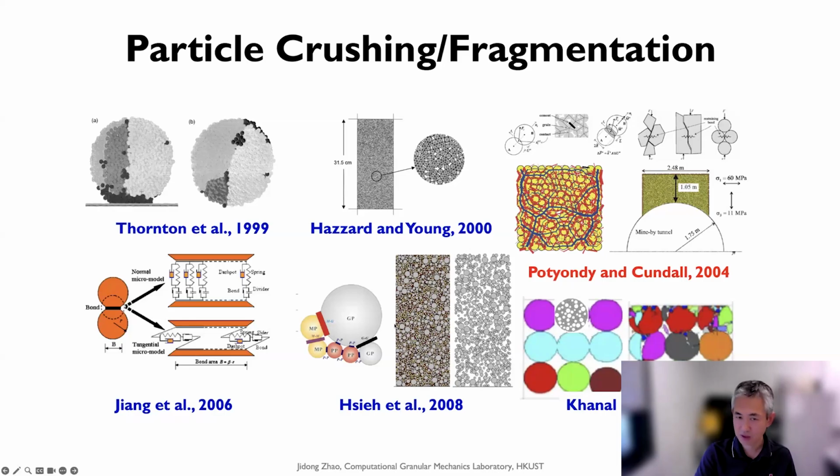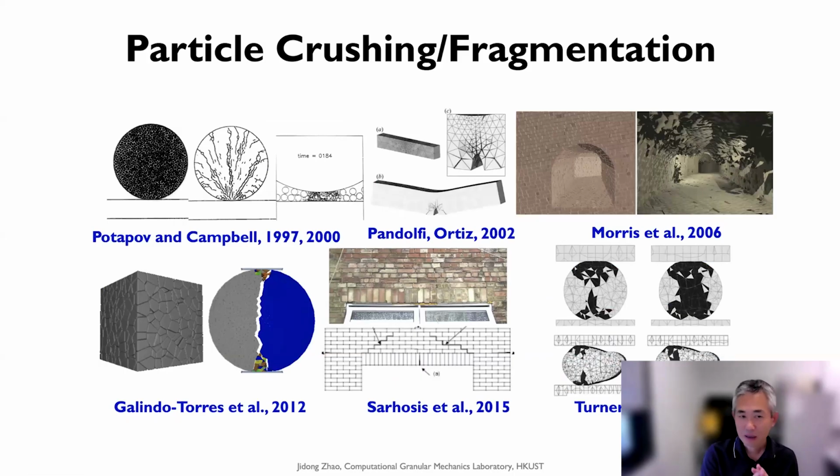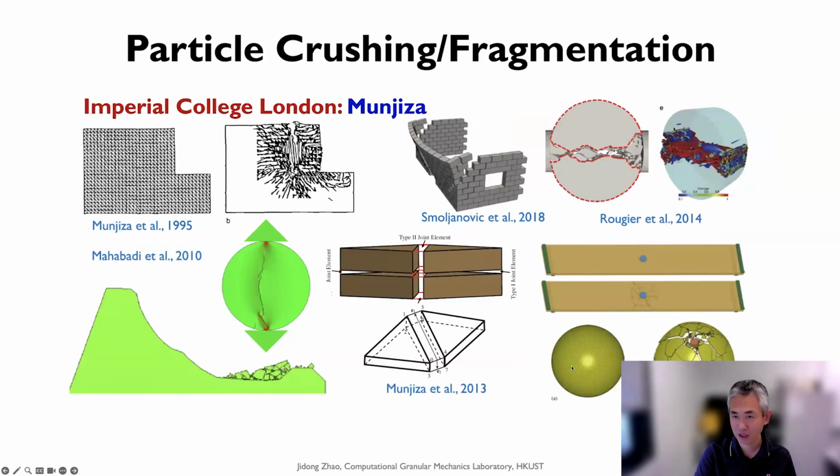Here are some examples of further research works along this line using the BPM model. Another line of work considers that a single particle can be crushed, but before the crushing, we can use another method, like the finite element method, to describe the particle with a mesh, and then use FEM to analyze the crushing behaviors of the individual single particle.